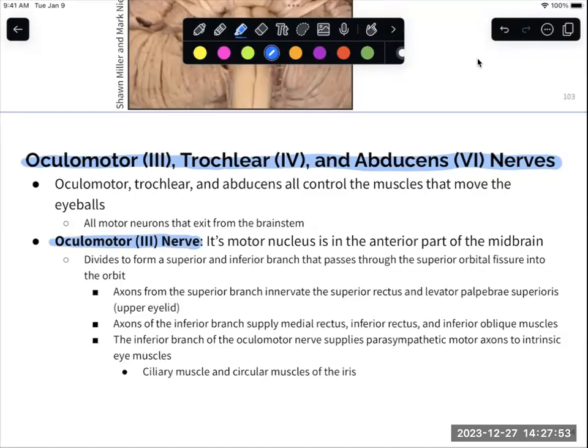Oculomotor controls the most in the eye, cranial nerve 3, because it's going to go to medial rectus, inferior oblique muscles, and it also carries parasympathetic to those eye muscles. That's going to control the shape of the iris and the lens. It also goes to superior rectus and levator palpebrae superioris, which allows you to open your eyes. Orbicularis oculi lets you close your eyes. Levator palpebrae superioris lets you open your eyes.